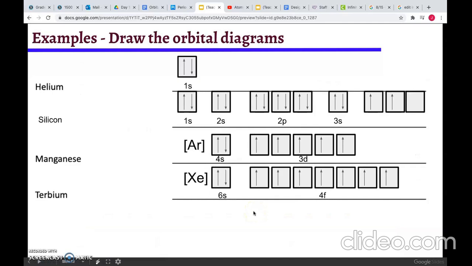Oh, this is not correct, right? Because as we count across, this is only 7 boxes. So Mr. Brunsvold made a little mistake right here. We should fill in 1 electron going down right here and another electron going down right here. So actually, let me do that real quick.